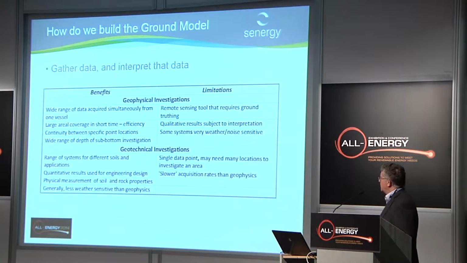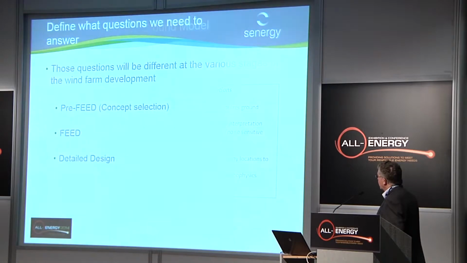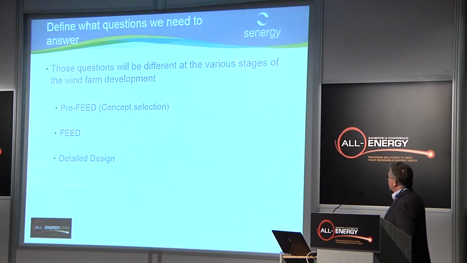So we're using two techniques. We're using geophysical techniques, which are a remote sensing tool, which needs ground truthing, needs calibration, and that covers very large areas very quickly, and we're calibrating that with geotechnical investigations, which are very precise and gather lots of detailed information, but only about a very small area. So we need to use a combination of both techniques. And the questions that these surveys need to answer will be different at the various stages of the wind farm development. Different for concept selection, different for FEED, and different for detailed design.